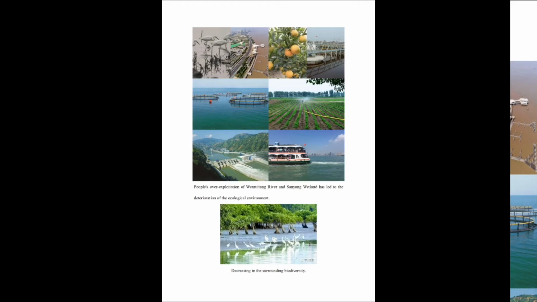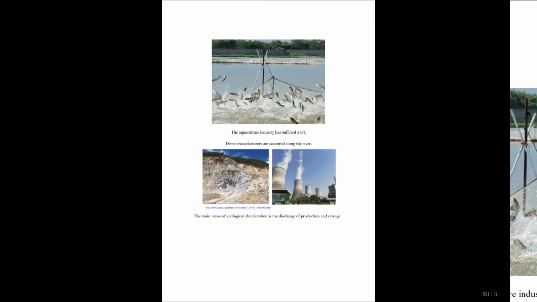My last part will talk about the challenges and problems that happen during the process of urbanization. However, in recent years, people's overexploitation and utilization of Wenruitang River and Sanyang Wetland has led to a deterioration of the ecological environment. People's disorderly activities have caused great damage to the mountains along the river.